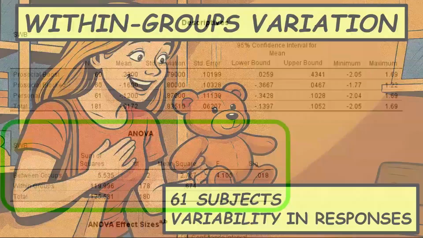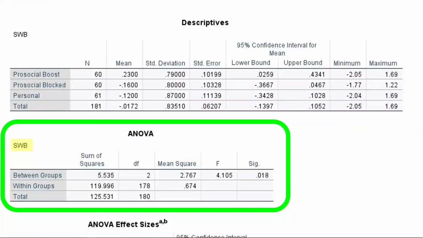So back to the SPSS. Again, we have our ANOVA table, we have our subjective well-being, and we have our between groups, and the degrees of freedom is 2. The mean square, you can think of as a measure of the between groups variability, the average variability between the 3 conditions. And then we have our within groups, degrees of freedom 178, and it has a mean square score.